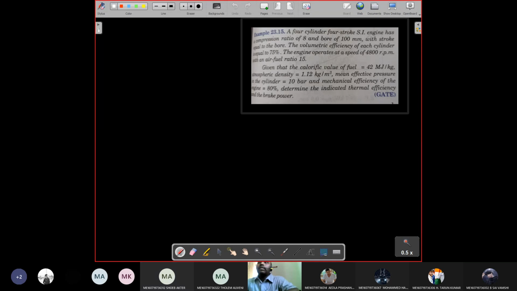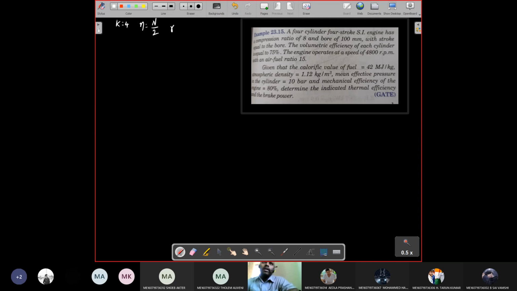A 4-cylinder 4-stroke SI engine has a compression ratio 8 and bore 100 mm with stroke equal to bore. The volumetric efficiency of each cylinder is given. The engine operates at a speed with an air-fuel ratio. Now write the data given. Number of cylinders K is equal to 4 because he mentioned it is a 4-cylinder engine, and it is a 4-stroke engine. Small n is equal to 4-stroke.